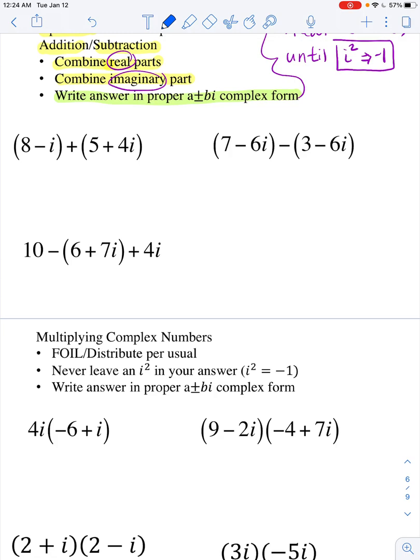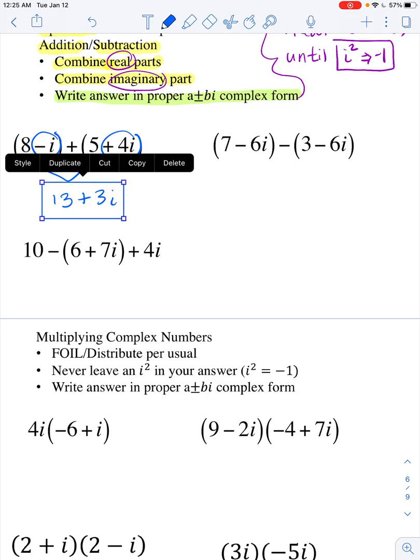Now I'm supposed to combine like terms. So 8 plus 5 is going to become 13. A negative i plus a 4i is going to be a 3i. I double checked my answer. I don't have any i squareds. I did it just as if it was an x, except I used i's, and I'm done.